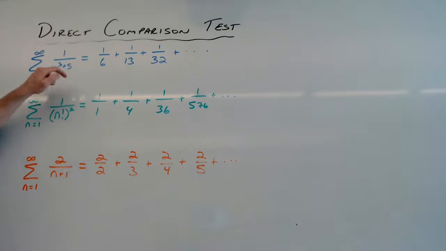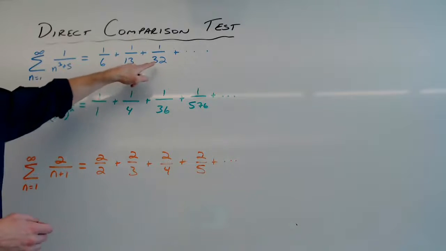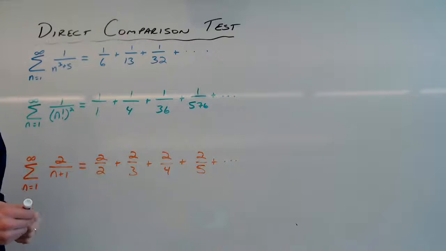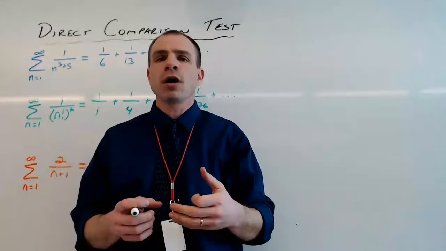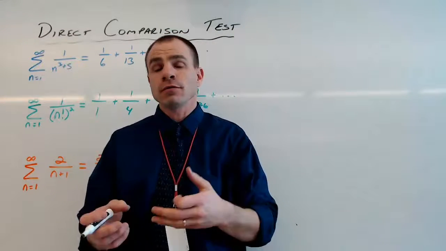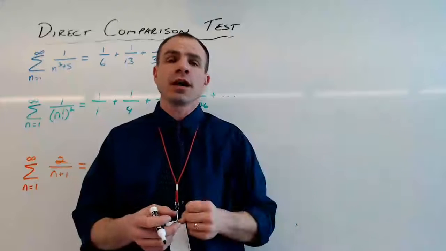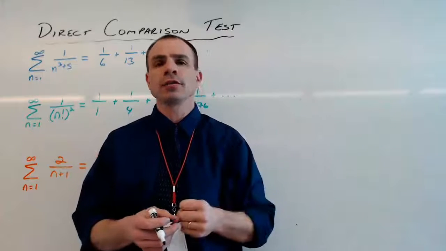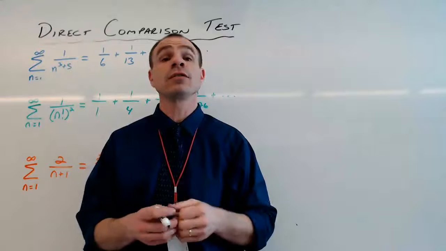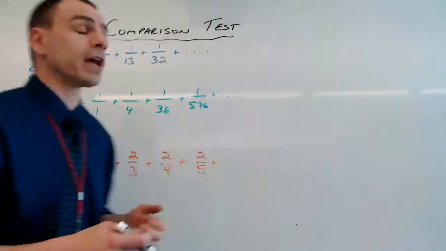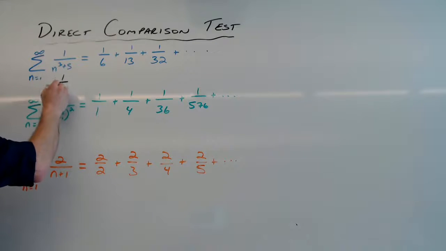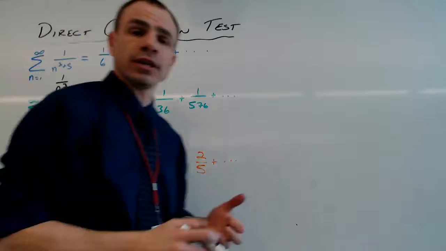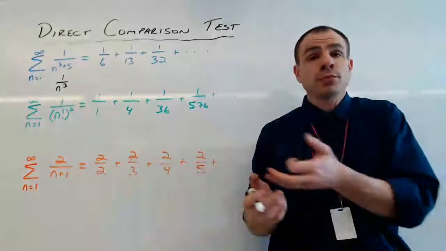If n is 1, then we have 1 over 1 cubed plus 5, 1 over 2 cubed plus 5, 1 over 3 cubed plus 5, so on and so forth. We want to compare this series with one that either converges or diverges. The instructions on the actual sheet say that you should show that this converges. So let's go ahead and do that. Let's pick the p-series that's similar to this, which is 1 over n cubed. We know that that series is going to converge because p is greater than 1.